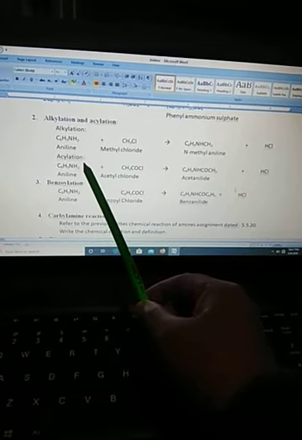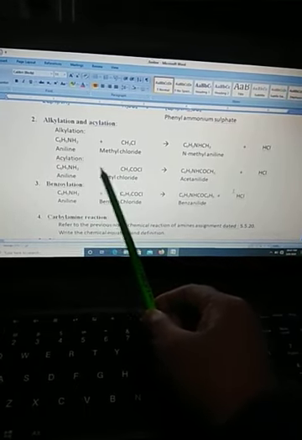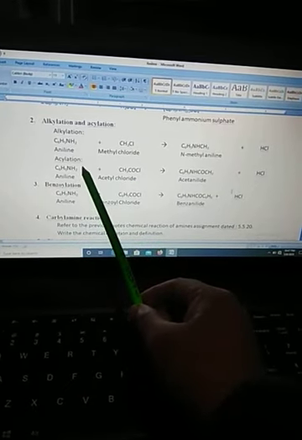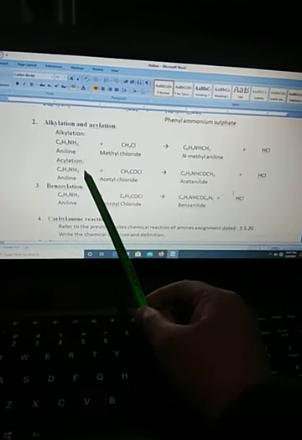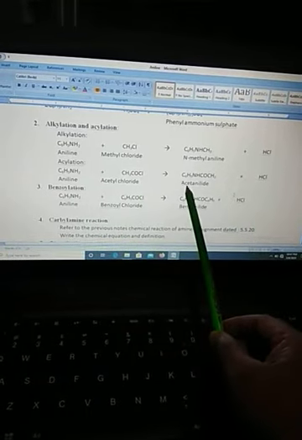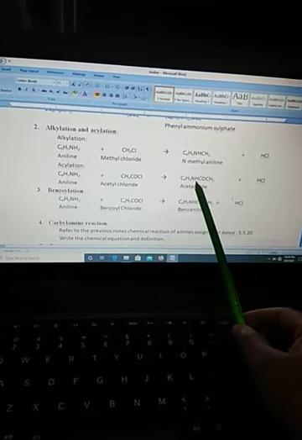Next, acylation. Acylation means substitution of an acetyl group. For this we have taken aniline and acetyl chloride. Out of the two hydrogen atoms, one hydrogen atom will be replaced by the COCH3 group, and that hydrogen will go with Cl to form HCl, which will form acetanilide. So this is alkylation and acylation.